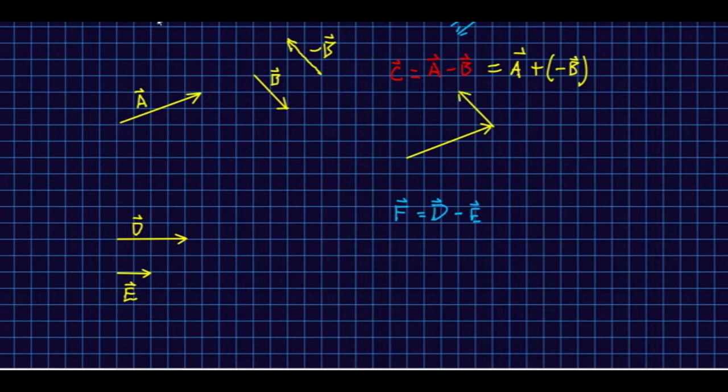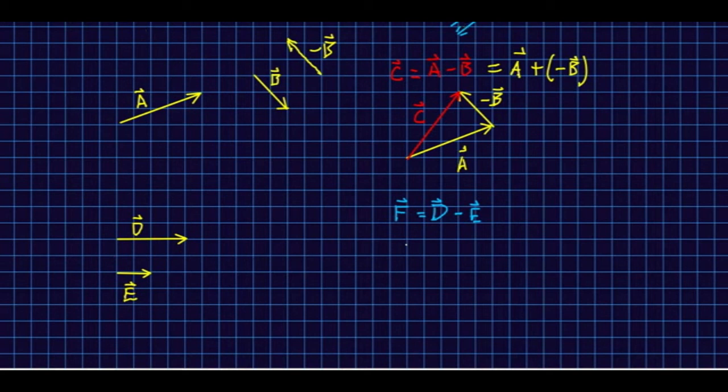And let me just label them to make things clear. So this is A, and this is not B, this is negative B. And so now the vector we get when we add them, C, we go from where we started drawing A to where we finished drawing B. And so there is C.